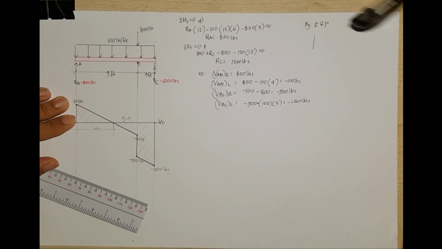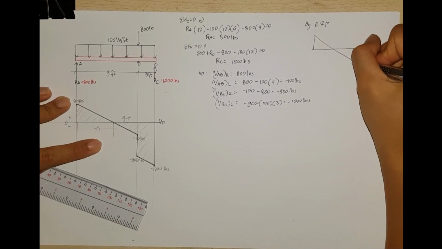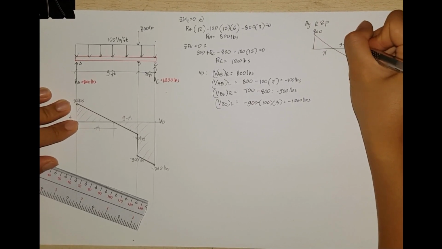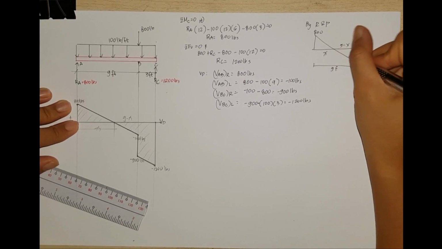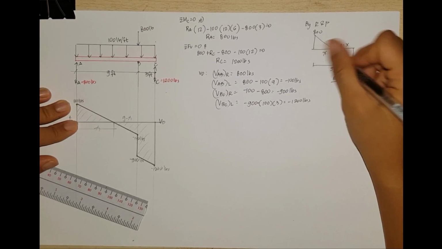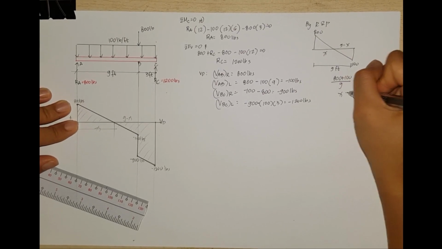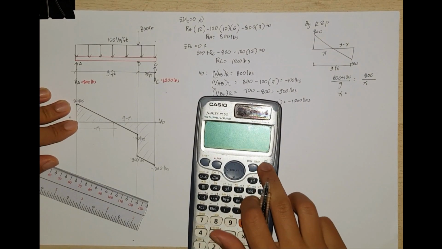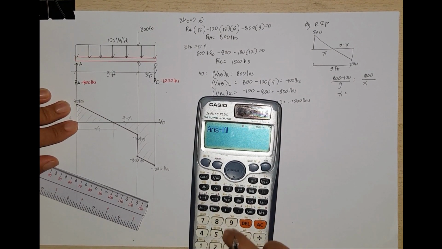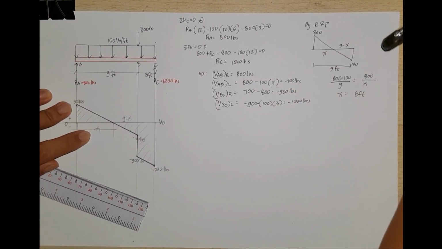let's draw this one. So we have here negative 100 and then 800. And this is X and this is 9 minus X, and this is 9 feet. So we have 800 plus 100 all over 9 is equal to 800 all over X. Therefore, our X is equal to 8 feet. So this is 8 feet.